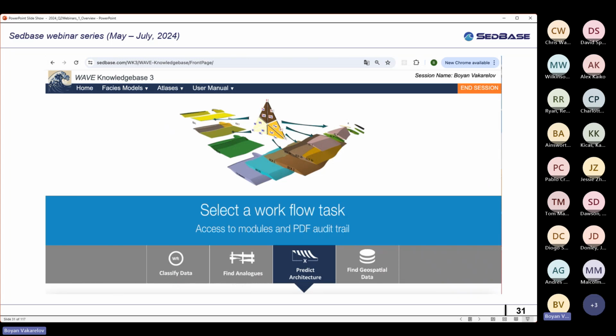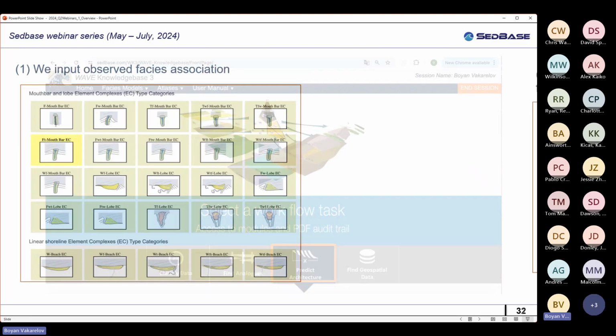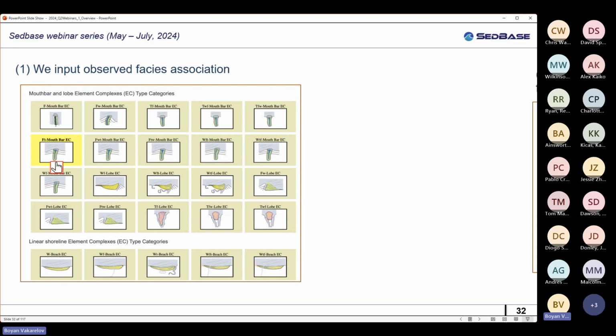So we've classified our interval. We've looked at analogs. So at this stage, we should have some good idea conceptually of what our reservoir might look like in terms of architecture. Now, something else which you can then do is use one of our predict architecture modules. What these do is help you think about what other types of architectural units you might want to think about in your conceptual model, in your framework, which might not have been directly penetrated, let's say, by a well.